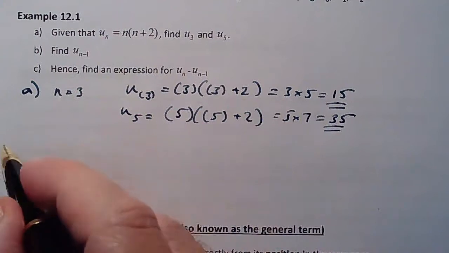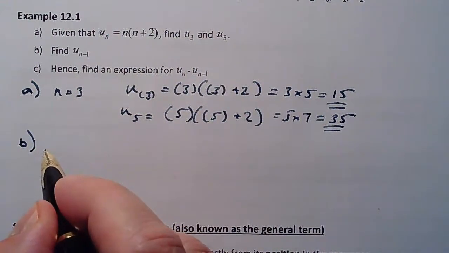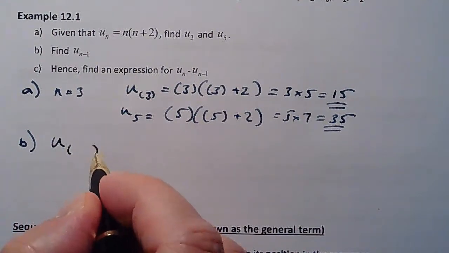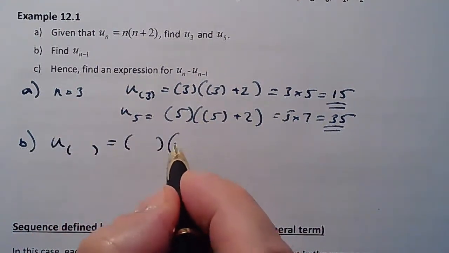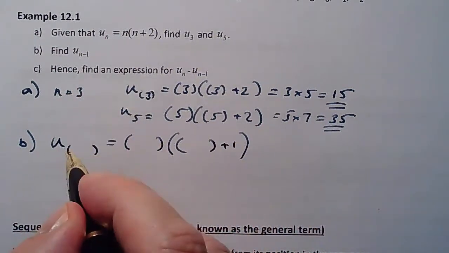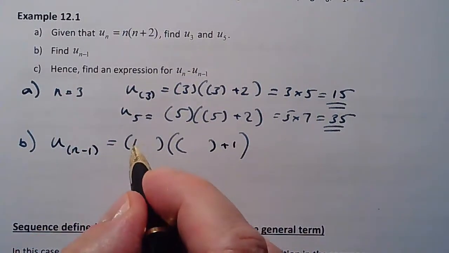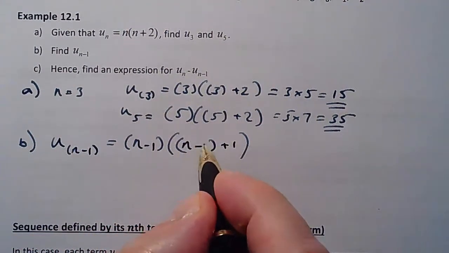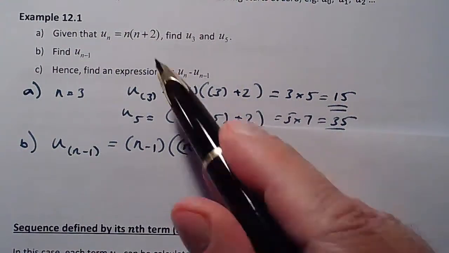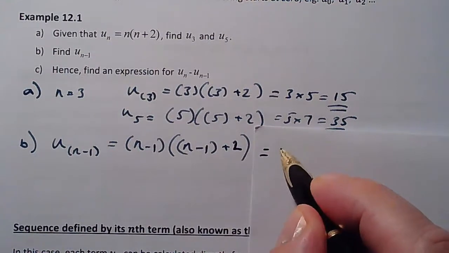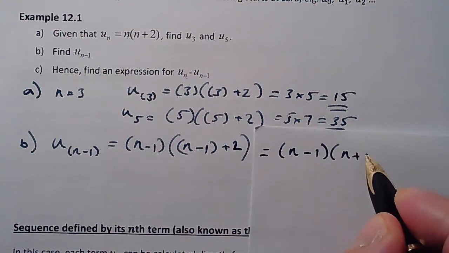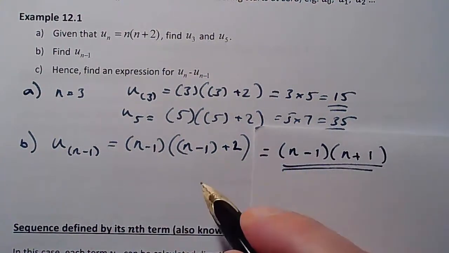Okay, then I've got part B, I've got to do the same thing with n minus 1. So I've got u(_) equals that bracket times that bracket plus 1, and it wants me to sub in n minus 1. So the bracket has n minus 1 every time it appears. Oh, except I fouled up. This should be a plus 2 instead of a plus 1. So this is going to simplify to n minus 1, and this second bracket can be tidied up to n plus 1. So that's my expression for u(n minus 1).